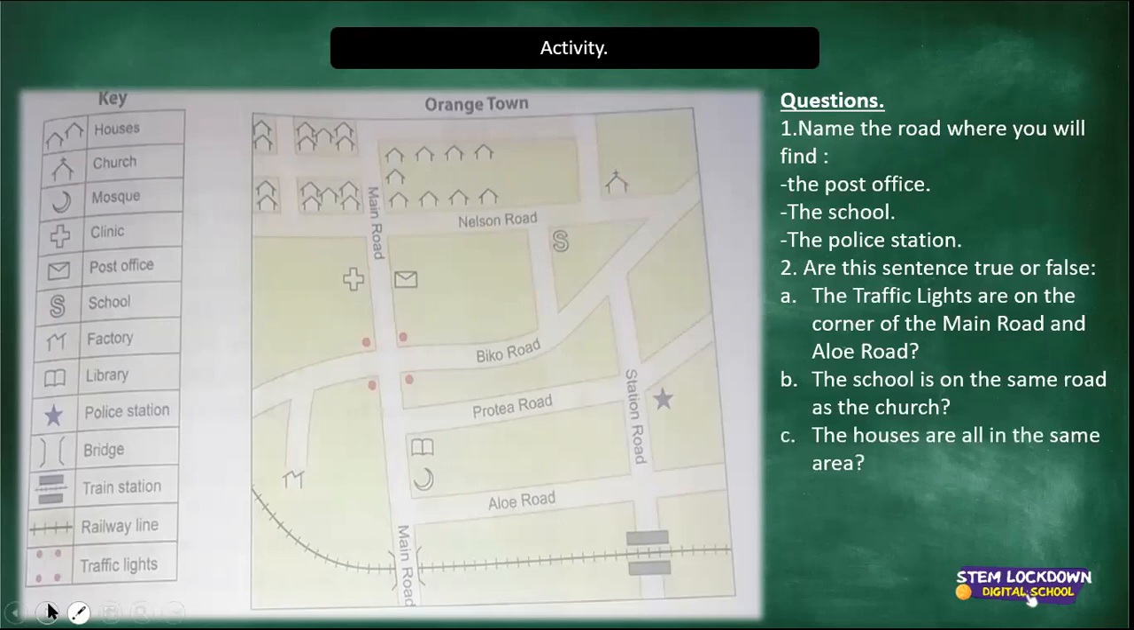The houses are all in the same area. What's the answer? Look at the keys before you answer.